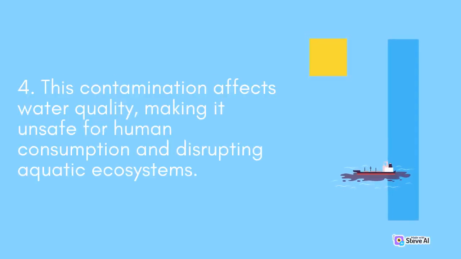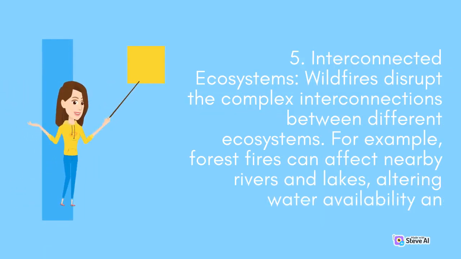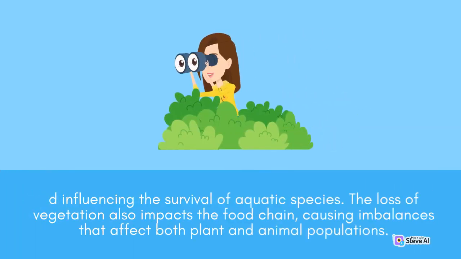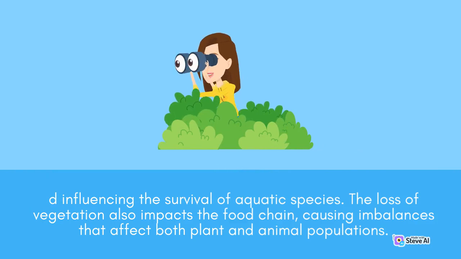4. This contamination affects water quality, making it unsafe for human consumption and disrupting aquatic ecosystems. 5. Interconnected ecosystems. Wildfires disrupt the complex interconnections between different ecosystems. For example, forest fires can affect nearby rivers and lakes, altering water availability and influencing the survival of aquatic species. The loss of vegetation also impacts the food chain, causing imbalances that affect both plant and animal populations.